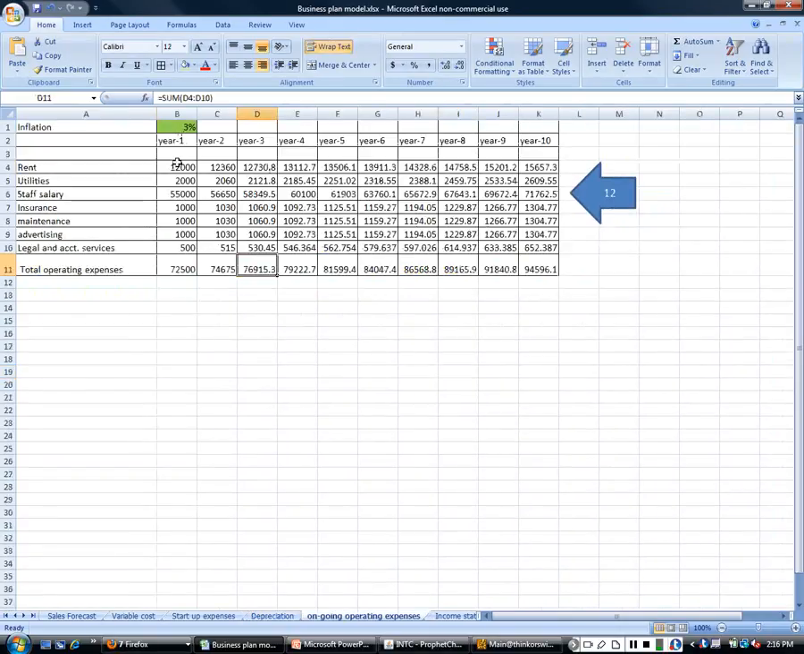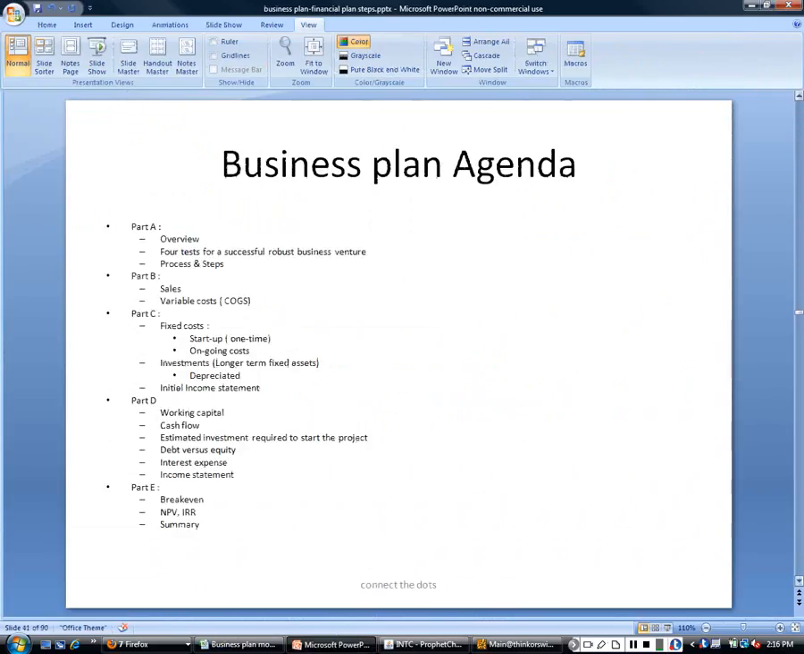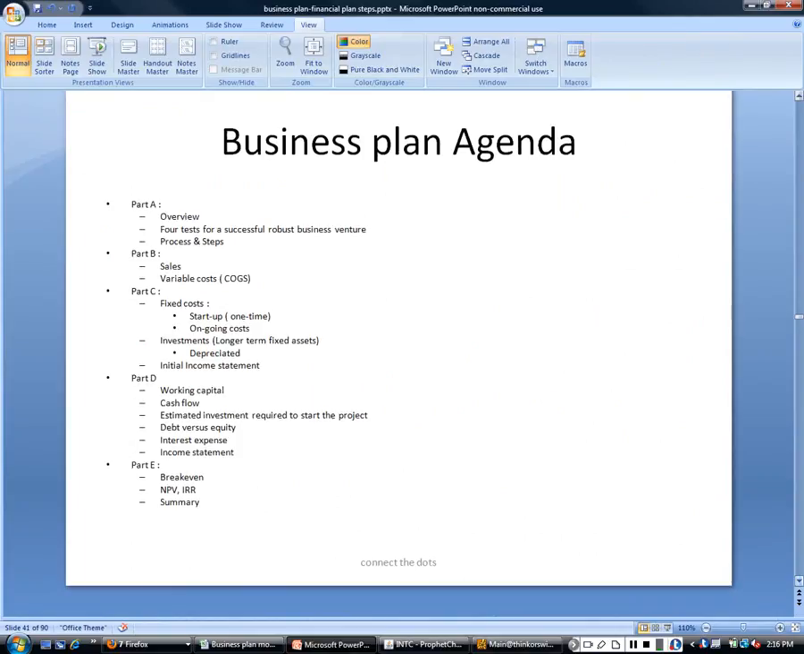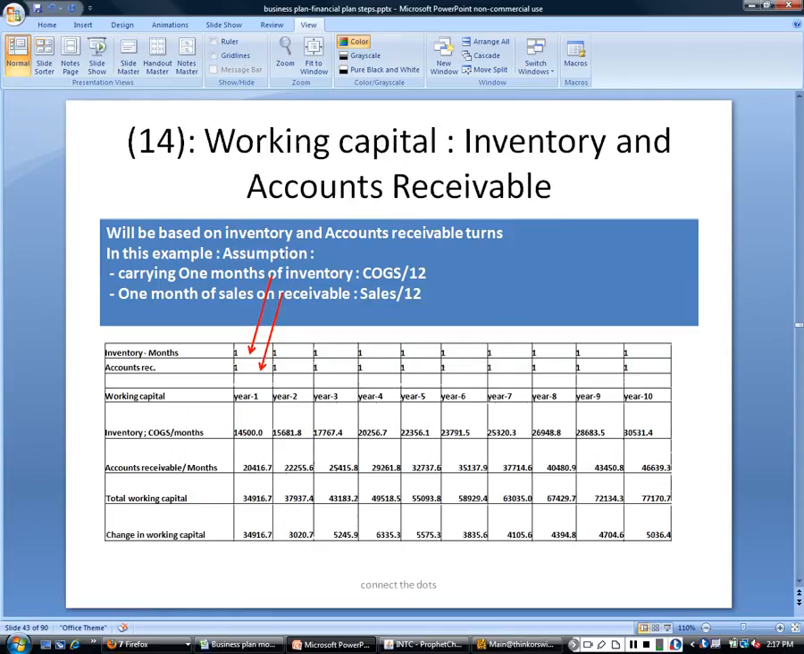Ongoing, again, we start out with what year one will be based on our estimate. We're assuming inflation, so this will calculate it based on the inflation formula. You can put it in. It'll do that for you. And so now we have done the operating costs, and next thing we will get into will be the income statement.